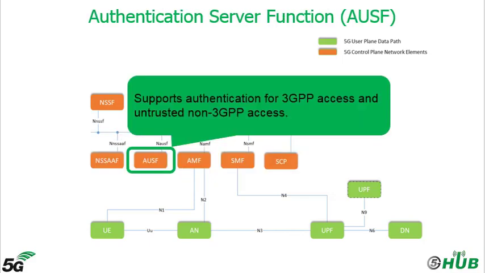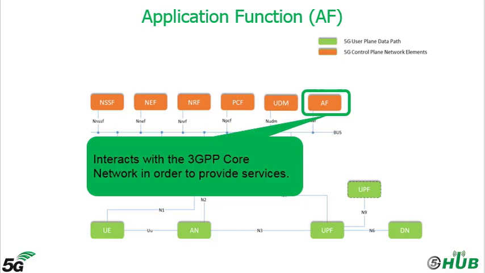Authentication Server Function, or AUSF. AUSF supports authentication for 3GPP access and untrusted non-3GPP access. AF, or Application Function, interacts with the 3GPP core network in order to provide services.